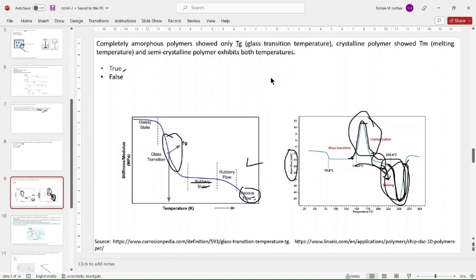Then next we have semi-crystalline polymer. By default, all polymers are semi-crystalline in nature. No polymer can be completely amorphous or completely crystalline, because it's just impossible. That's why all polymers are semi-crystalline in nature, and they exhibit both temperatures, Tg and melting and crystallization. Okay, so the answer for this question will be true.